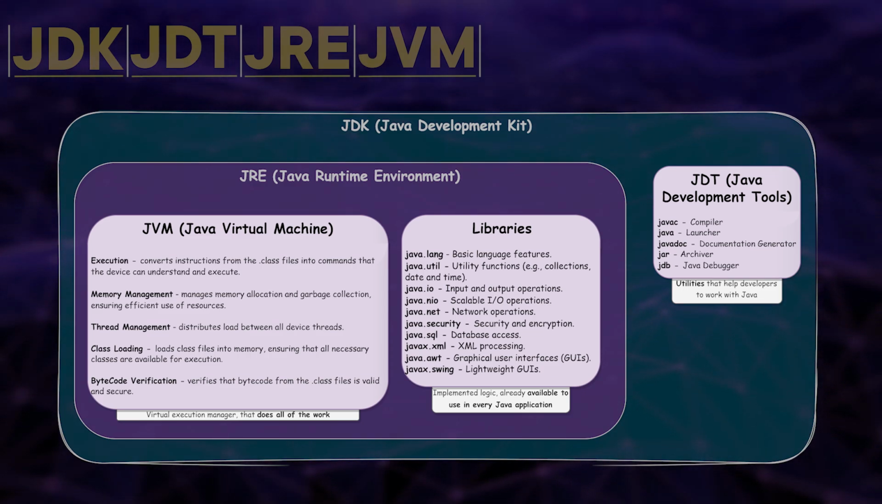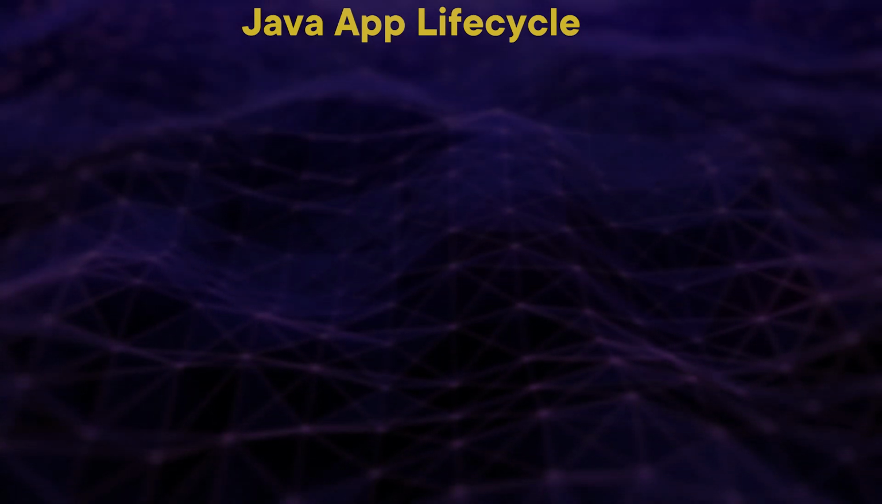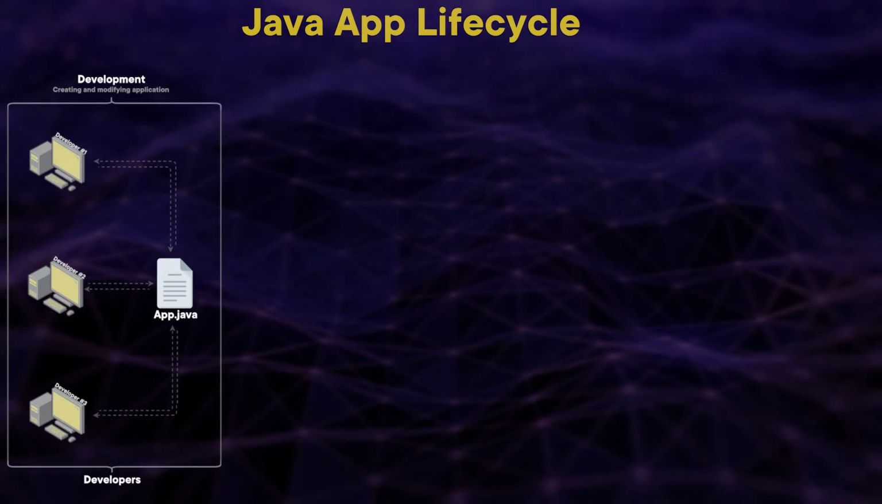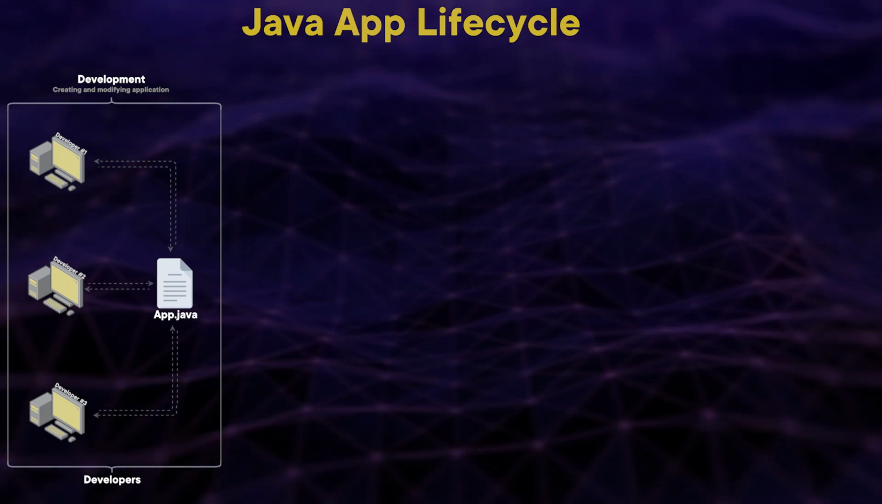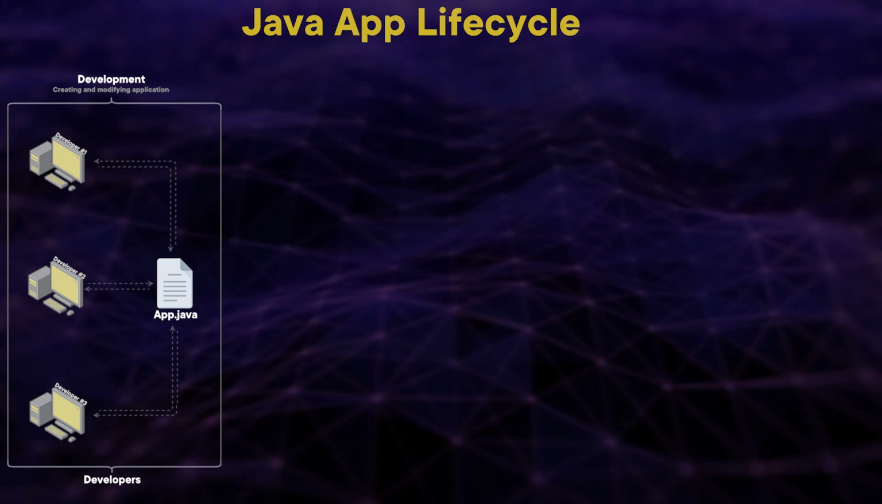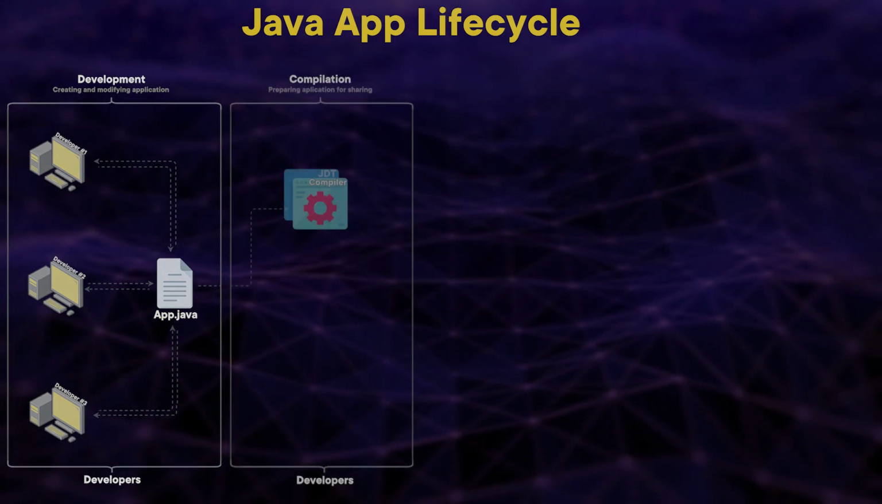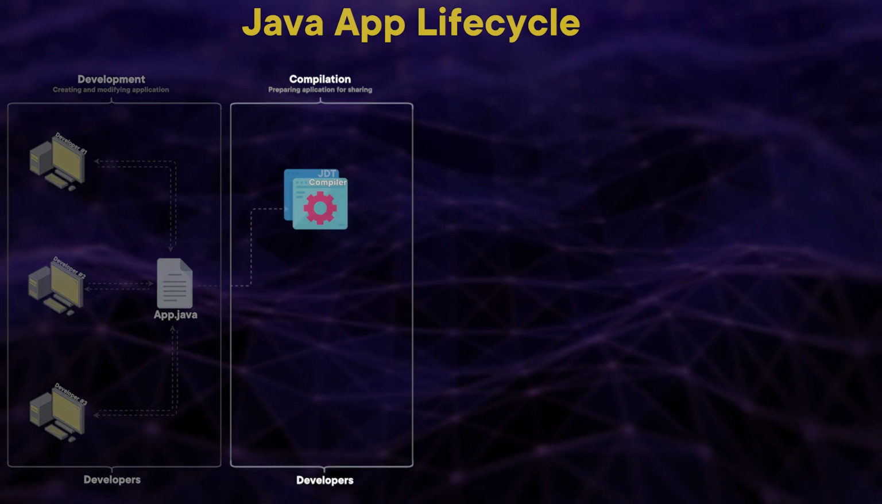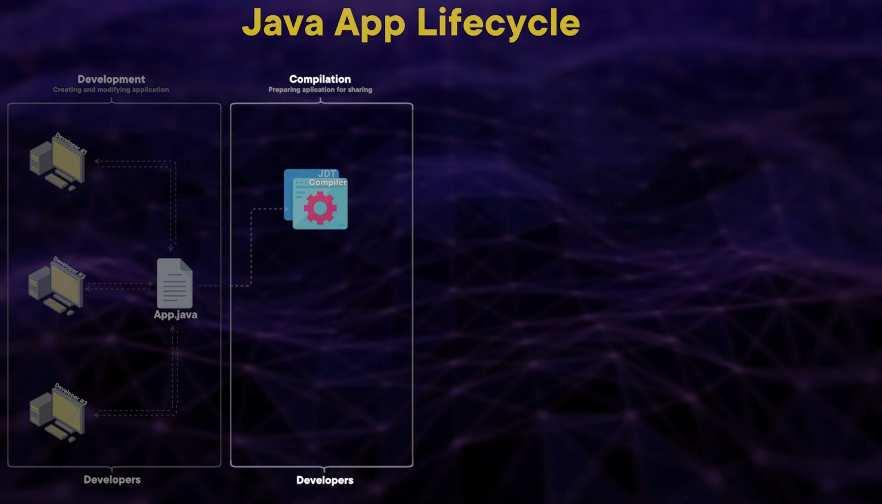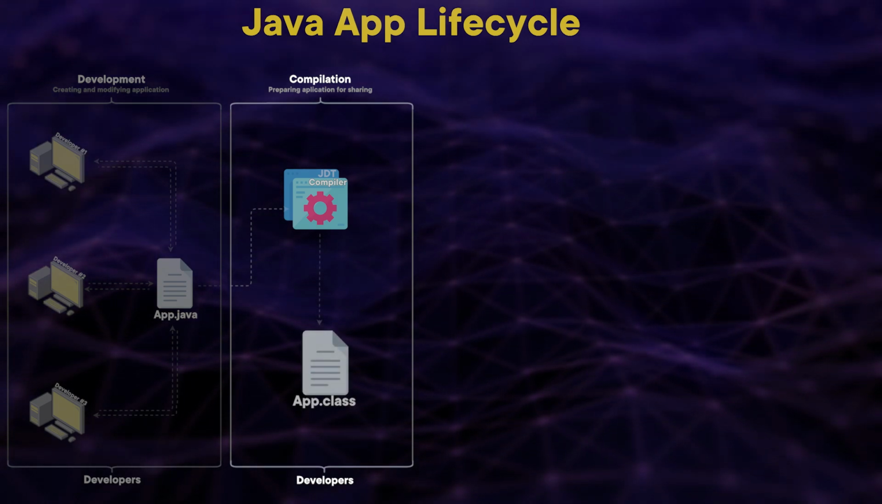From this point, let's see how all of these elements are involved in Java application lifecycle. The first step of the development flow is simply creating our application, a Java file with the source code. Once we've done it and our application is ready for the further steps, we step over to the next step, compilation. In this step, we call the compiler, which is a part of the JDK. It takes our Java file and converts into a class file.